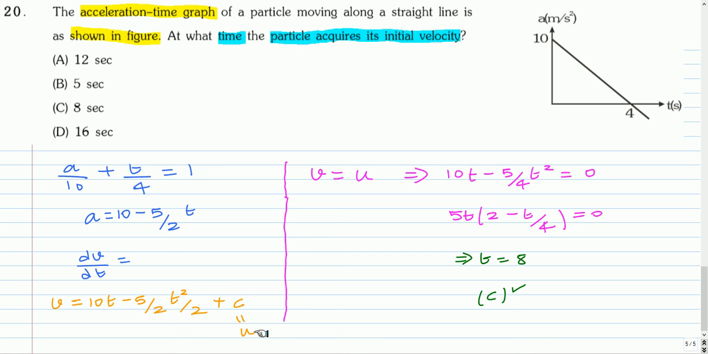So we have to find the time instant at which the velocity v is the same as the initial velocity u. For that, these two terms should add up to 0. From that we get the value of t as 8 seconds. So at time t equals 8 seconds, the velocity becomes the same as the initial velocity. So 8 seconds will be here somewhere. After 4 seconds, the acceleration will become negative. So 8 seconds is the correct answer. So the correct option is option C.